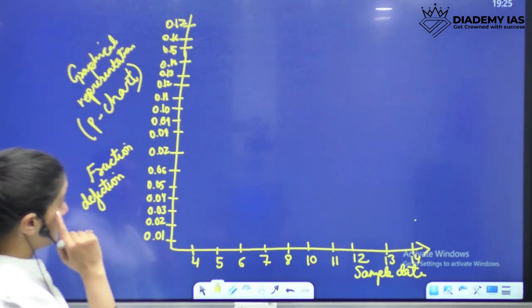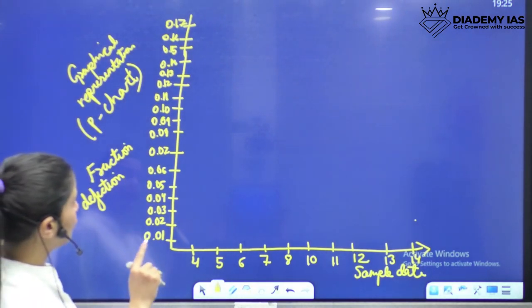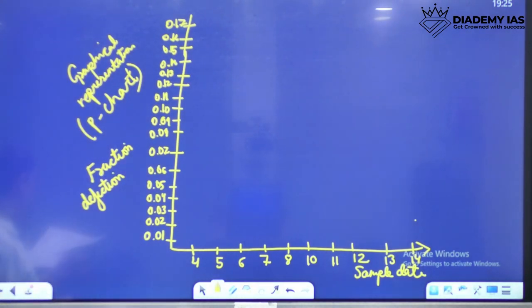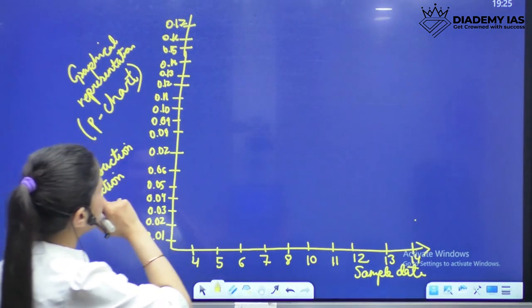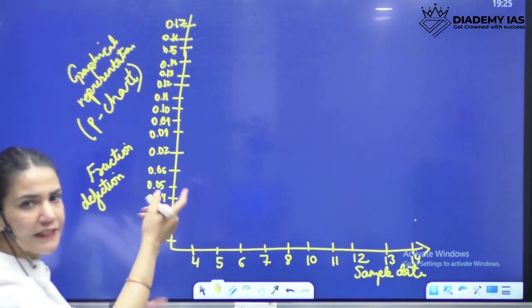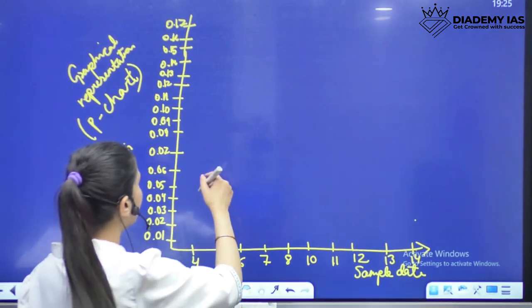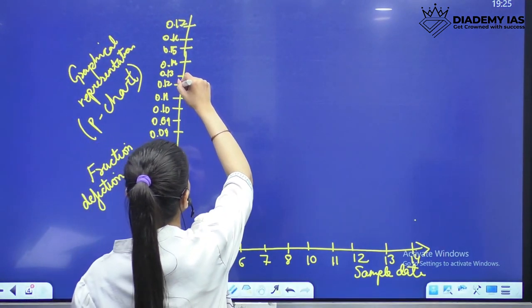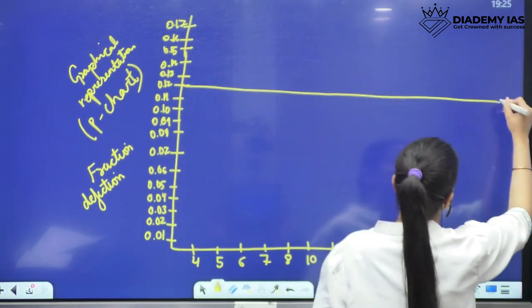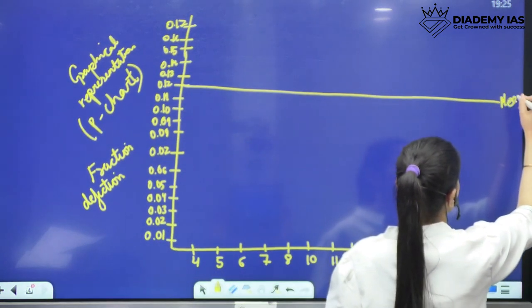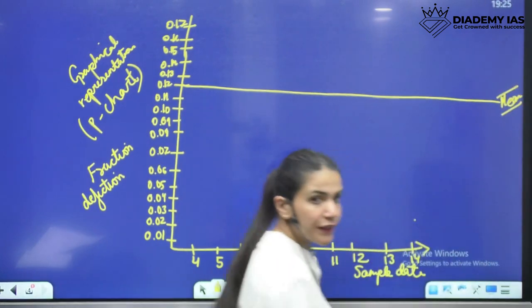If you clearly remember, let's first draw the mean value. Let's just take it as 0.12. Why don't we take it 0.12? Let's just round it off to 0.12. So this is the mean limit that you have. Can you see that?